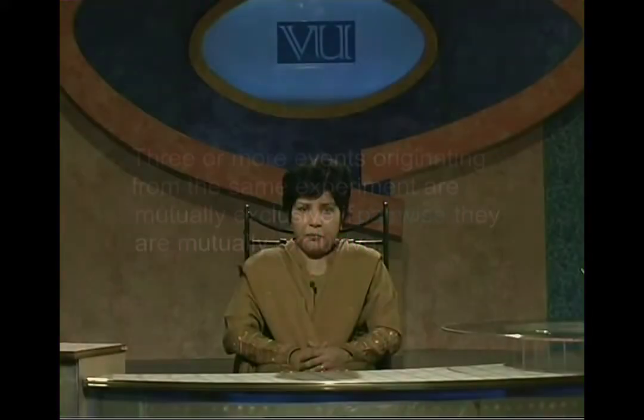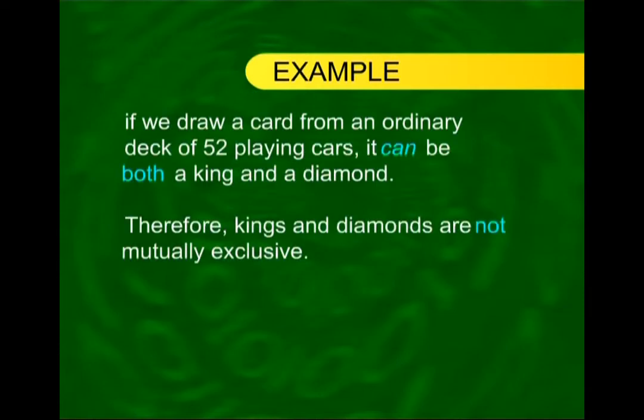On the contrary, if two events are such that both of them can occur at the same time, then of course we will say that they are not mutually exclusive. For example, if we draw a card from an ordinary deck of 52 playing cards, it can be both a king and a diamond at the same time. Therefore, kings and diamonds are not mutually exclusive events.